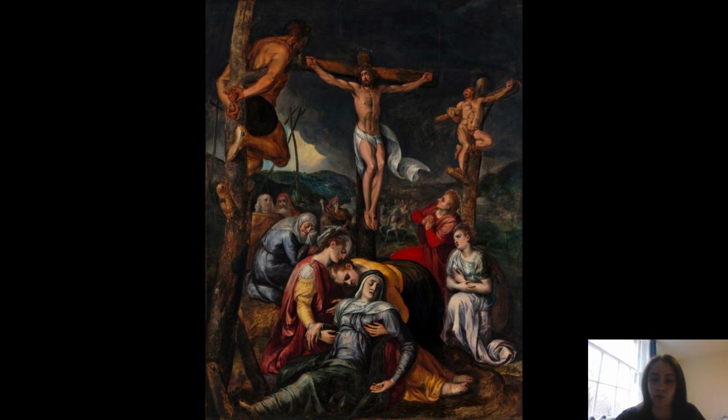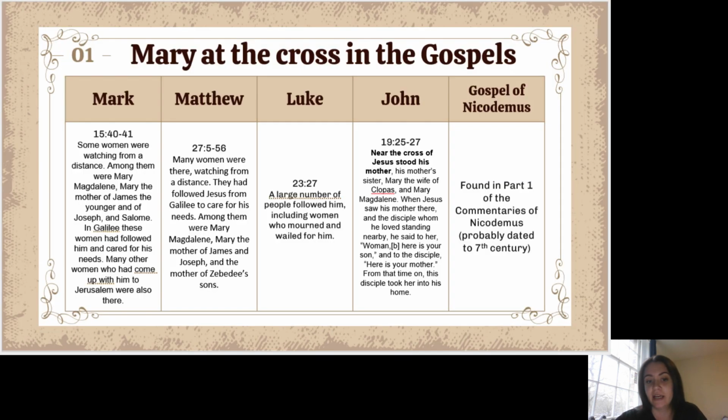What also makes this artwork extremely interesting is reading it in the backdrop of John, so the narrative of John. I say reading it in the backdrop of the narrative of John because John's gospel is the only gospel where we have Mary mentioned at all at the foot of the cross. So I put a little table up here that I also used in my presentation about this artwork in class.